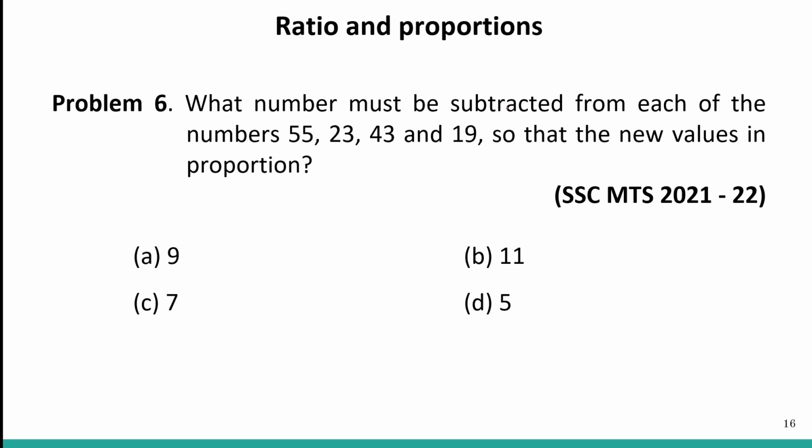What number must be subtracted from each of the numbers 55, 23, 43, 19 so that the new values are in proportion? Okay. So what number must be subtracted from each of the numbers 55, 23, 43 and 19 so that the new values are in proportion? Okay. So let's see, is it 9, 7, 11 or 5? So SSC MTS 2021-22 previous year question. Okay.